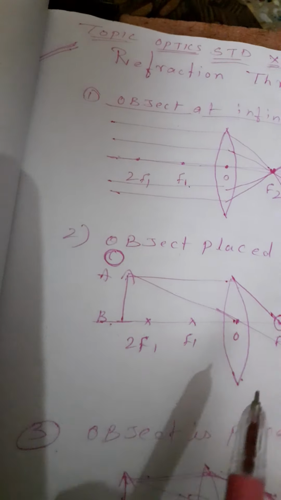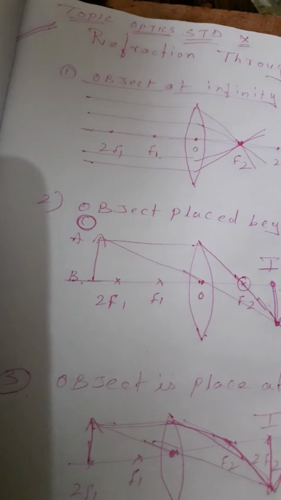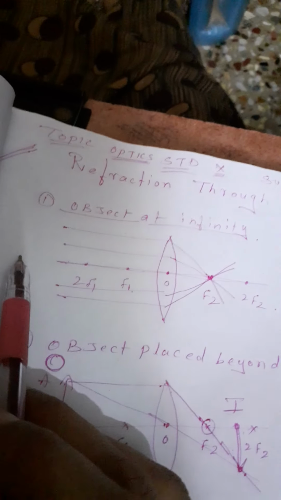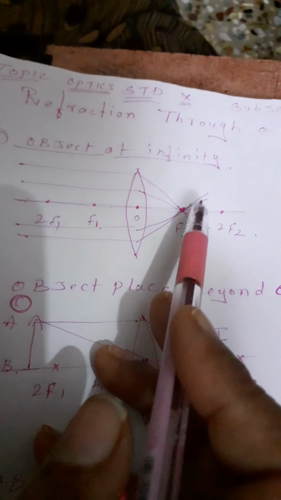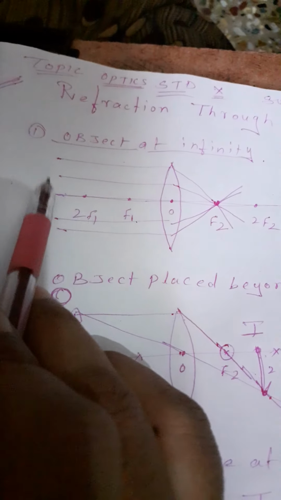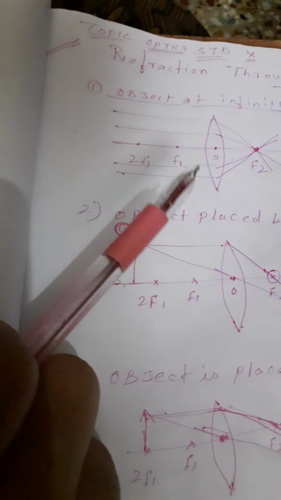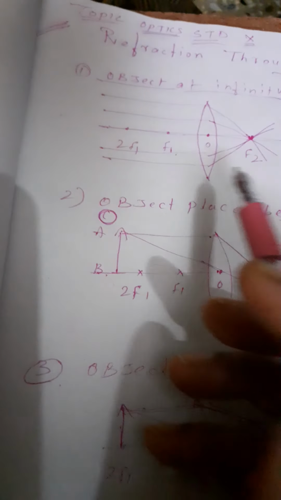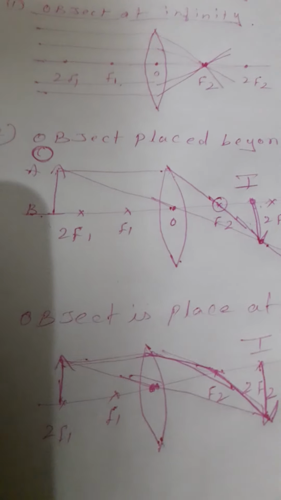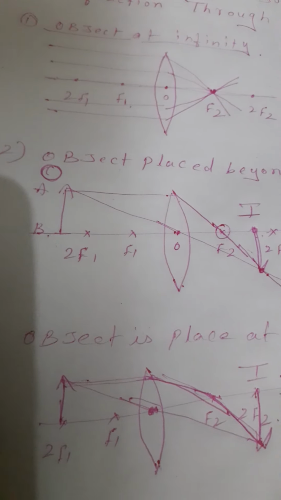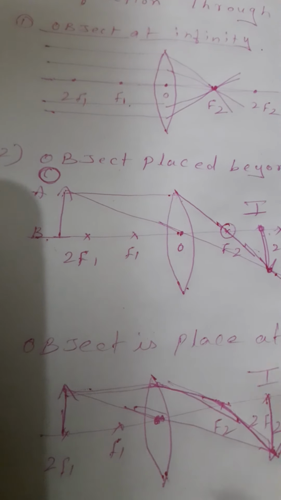Then the fifth one, object placed at focal point. When object is placed at infinity, the image is formed at focal point. When the object is placed at focal point, the image will be at infinity. Opposite condition of your first. Then before the focal point, that is your sixth one. So are you able to understand these three things? We will see the next three things in the next video.